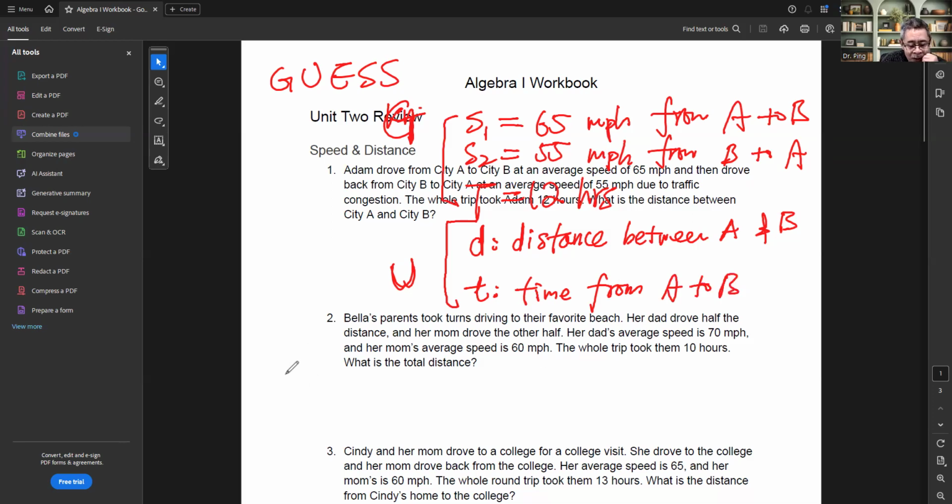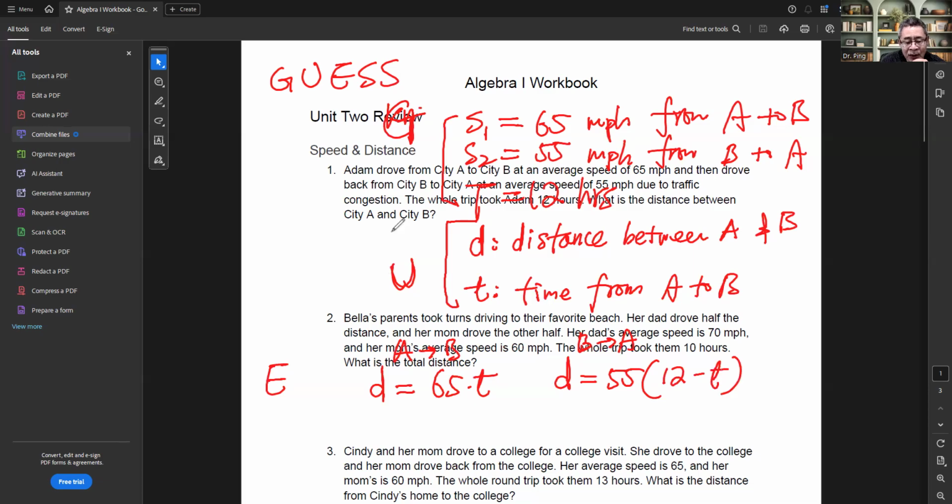So now we got into our equation part. This is E. So the equation part, we know that distance is speed times time. So distance will be 65 times t. And also the distance from B to A will be 55 times 12 minus t, because the total time is 12. So going there is t, then coming back has to be 12 minus t. And we know that they should be equal, so 65t equals 55 times 12 minus t.